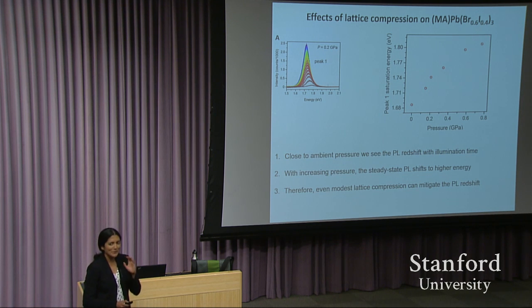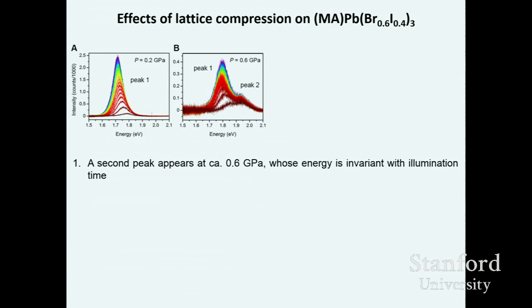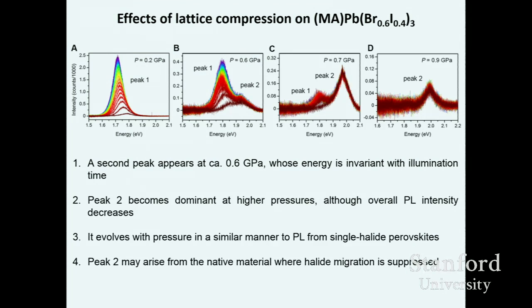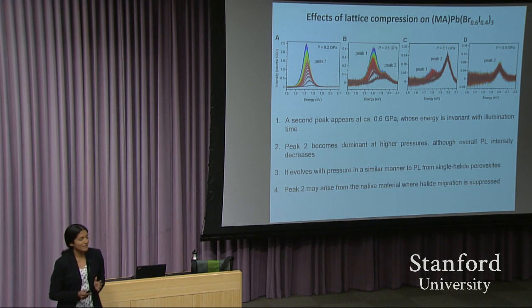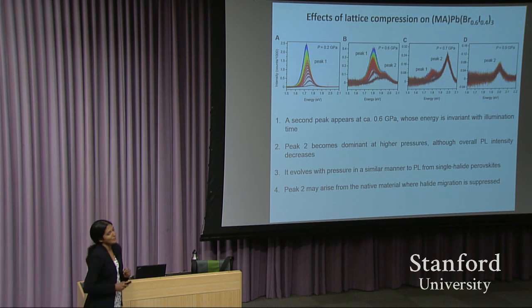But here I think we are within technologically reasonable pressures, but that's no reason why we shouldn't press any harder. So we continued pressing this material, and we find that at even higher pressures, we start seeing a second peak, peak 2. And this peak does not shift with light soaking. It shifts with pressure, but it doesn't change as a function of illumination time. And at still higher pressures, peak 2 dominates over peak 1. And studying the way that peak 2 changes as a function of pressure, we see that it behaves the same way you would expect the material to behave if you didn't get this weird halide segregation. So we think peak 2 is from the native material where halide segregation is suppressed. And this is exactly where we would love to be in a working solar cell device.